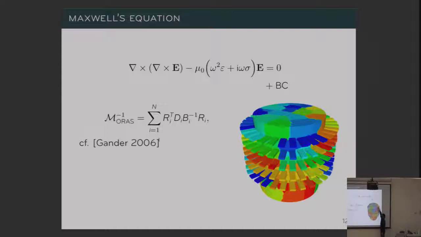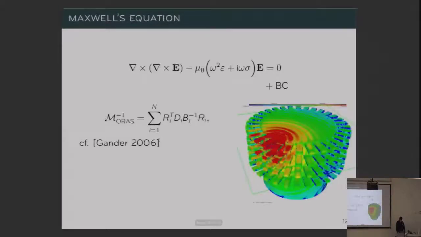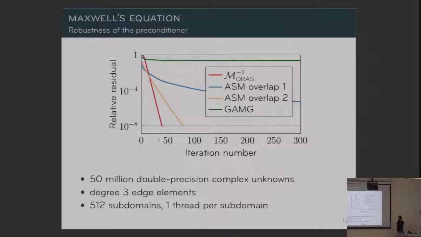So you have 32 waveguides and you have 5 layers of waveguides. I will just concentrate on one layer of waveguides, so only 32 right-hand sides. So this is the magnetic field. And the following slide is just to show you that the preconditioner with only one right-hand side is working well. So we compare it with GMG and ASM.